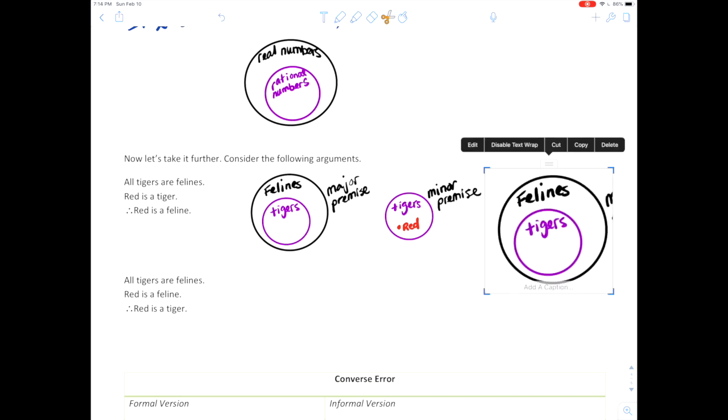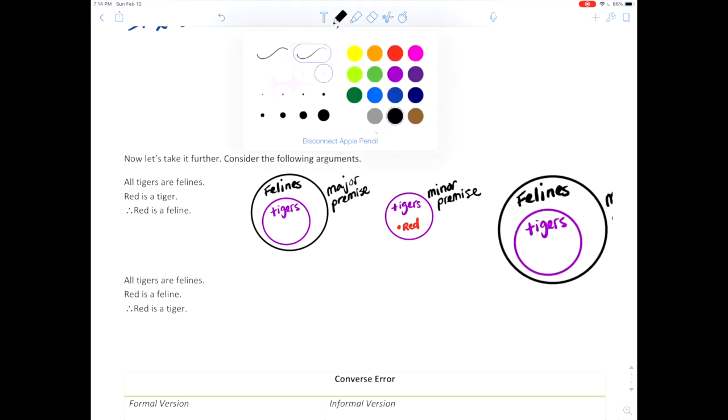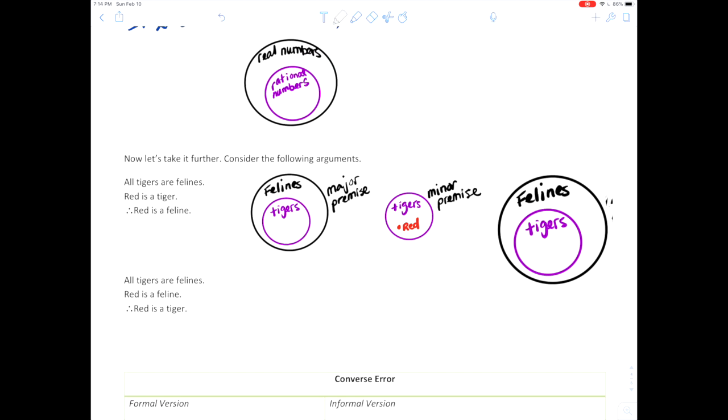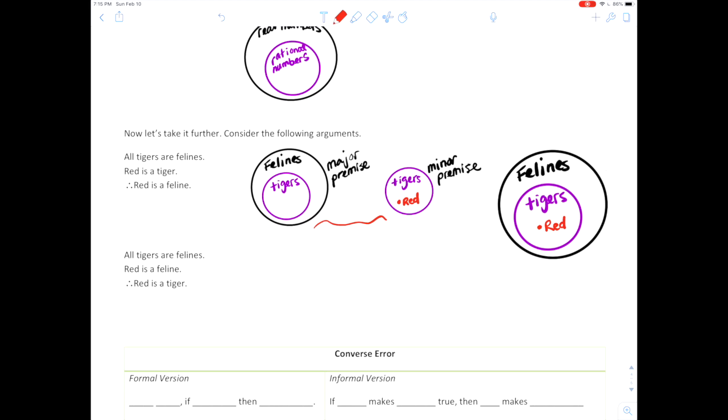Okay, so here we have the felines and the tigers. Let me get these out of the way. But what has to go in here? Remember, Red was inside the tigers. And so this would be a valid argument, because putting these together, you've got this one circle where they're all part of each other.